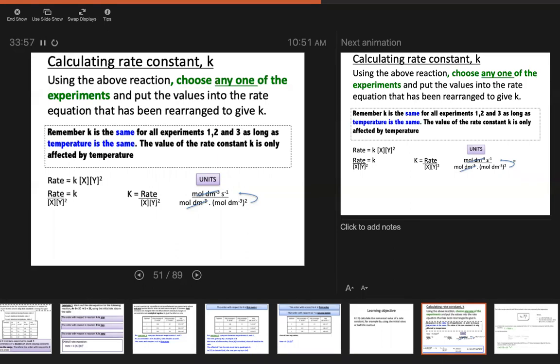Right. Any problems so far? No. Are you calculating your rate constant? Yes. Okay, you should get, okay, so that's your units, mole to the power of minus 2, dm to the power of 6, second to the power of minus 1.